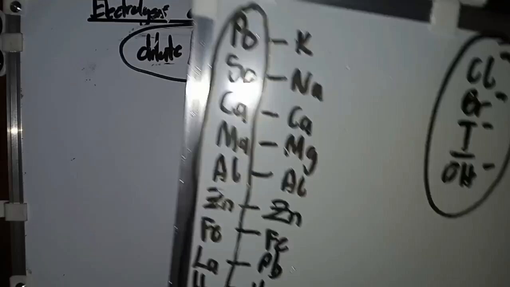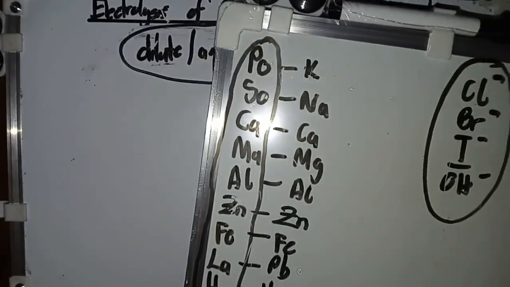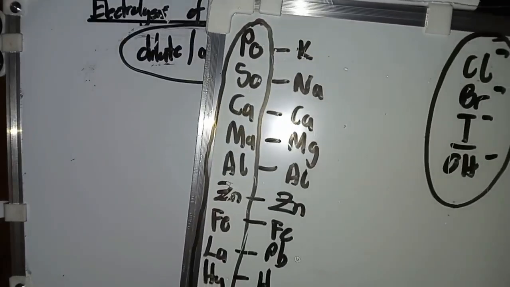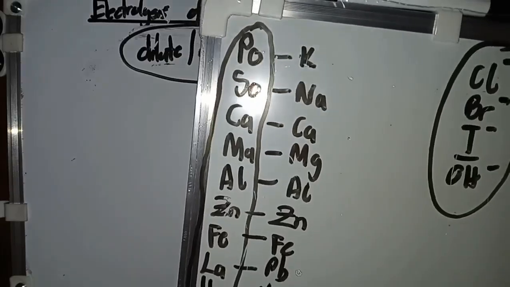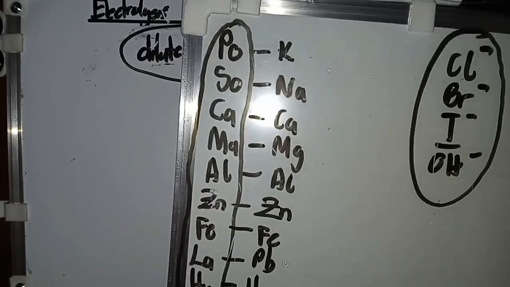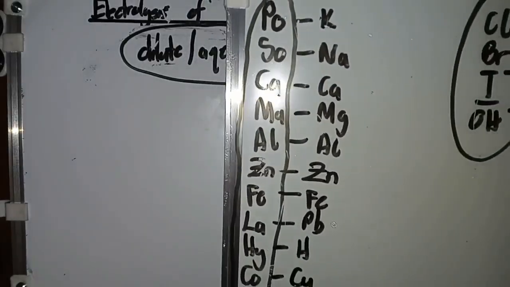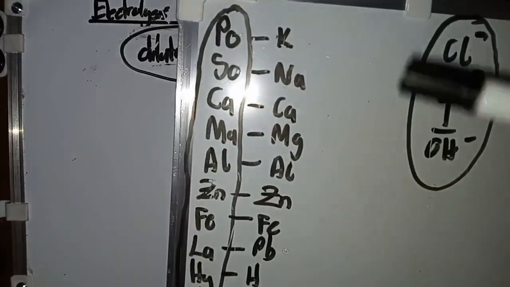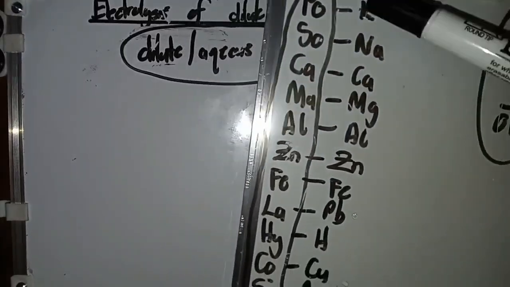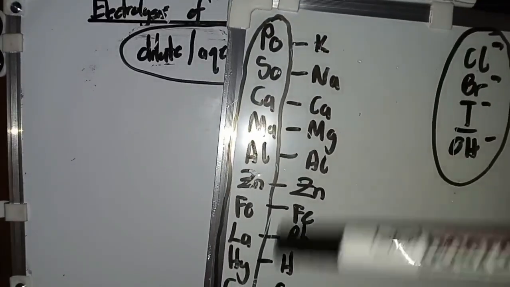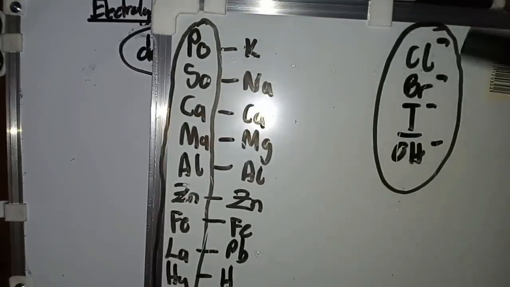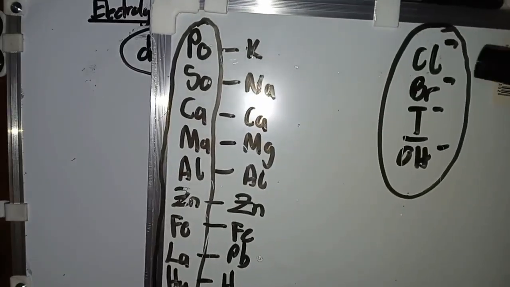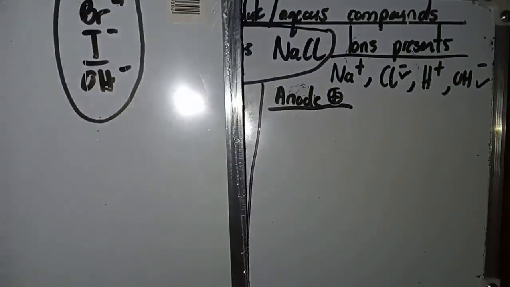So when there are two ions, only one is attracted, and the other one remains. We don't want the one which remains. We only want the one which is attracted. So when two ions exist, how do you know the one which is going to be attracted? We look at the reactivity series. The least reactive will be discharged. So if you're comparing two ions, the one which is lower is the one which will be discharged.